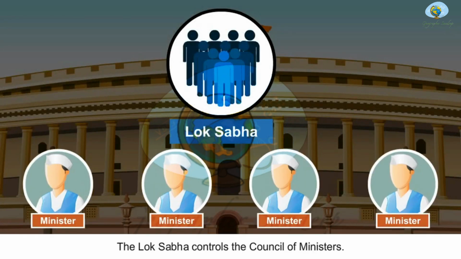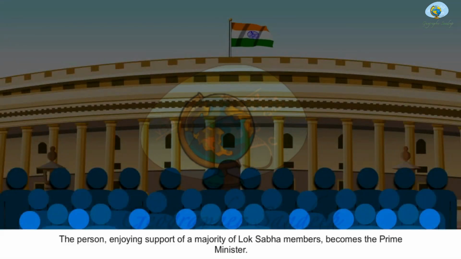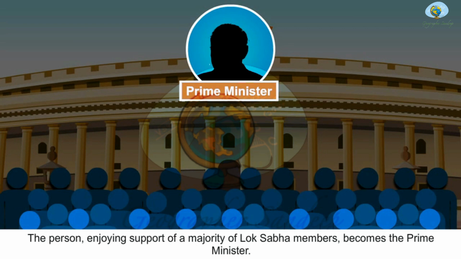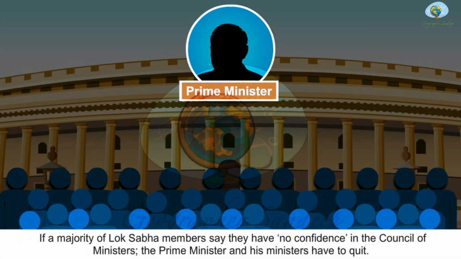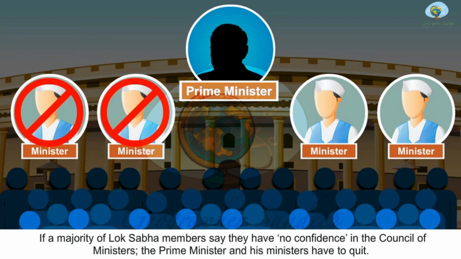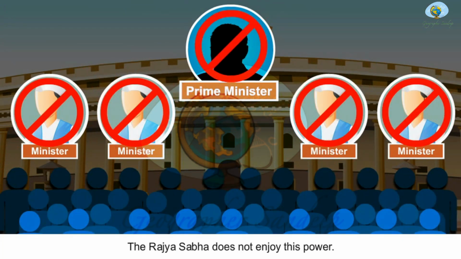The Lok Sabha controls the Council of Ministers. The person enjoying support of a majority of Lok Sabha members becomes the Prime Minister. If a majority of Lok Sabha members say they have no confidence in the Council of Ministers, the Prime Minister and his ministers have to quit. The Rajya Sabha does not enjoy this power.